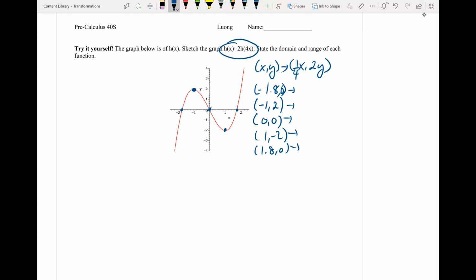So if I divide -1.8 by 4, we're going to get about -0.45. We'll leave 0 alone because 0 times 2 is still 0. Now I'm going to do it for my next one. That'll be (-1/4, 4), 2 times 2 is 4. Then we'll still get (0, 0), (1/4, -4), and then lastly (0.45, 0). So I'm going to go ahead and graph this here.